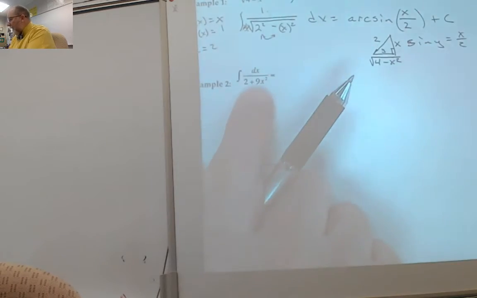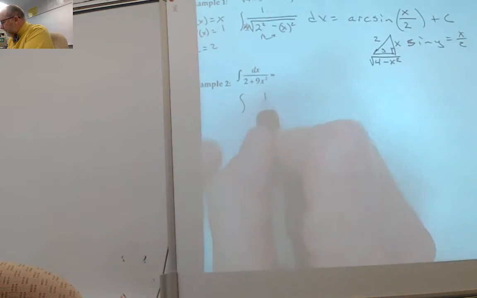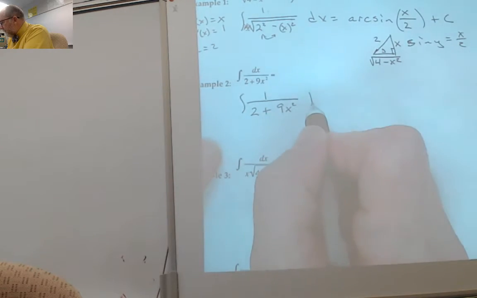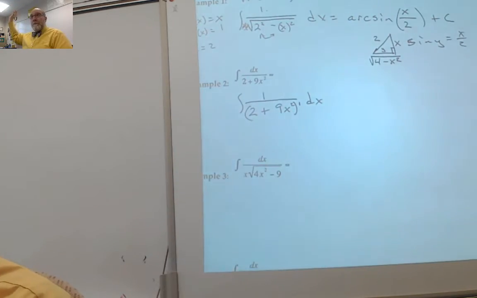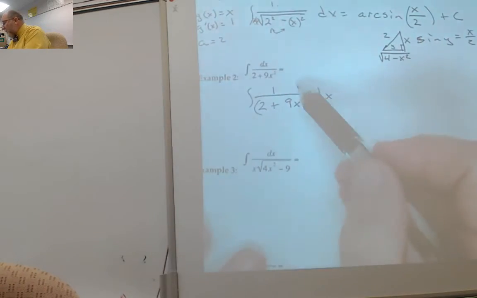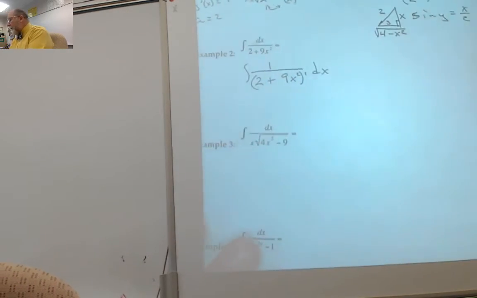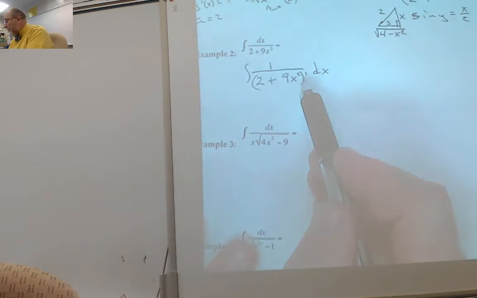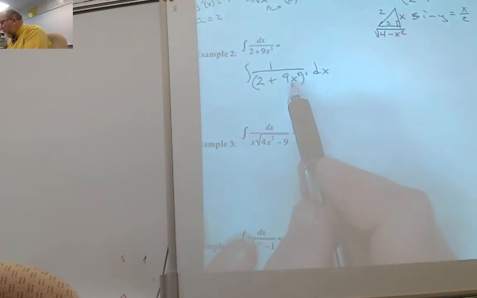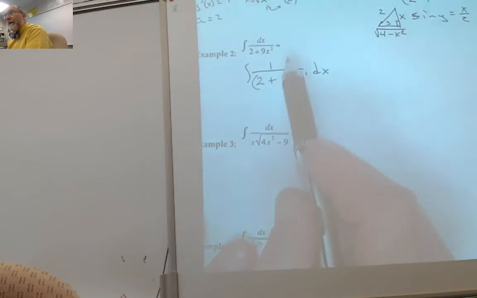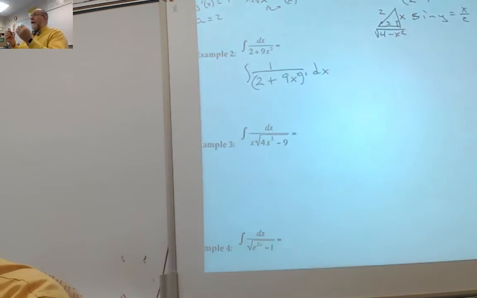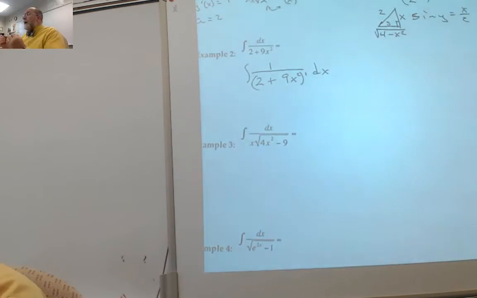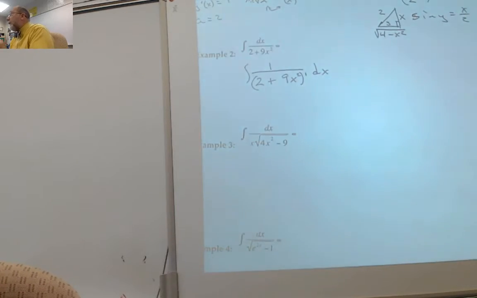Now, again, I'm going to rewrite it so it looks like this. Now, I'm thinking natural log. Why? I got a fraction. My exponent is a 1 in the denominator, which means I have a negative 1. I look to see whether the derivative of this is on top. Is 18x there? It's not, is it? So that means it's one of the arc-trig functions. It's got to be arctangent because there's no square root.